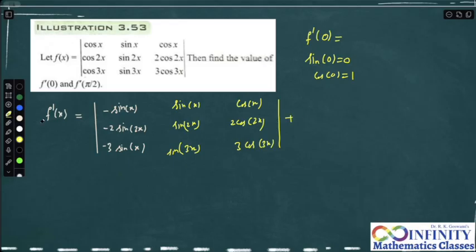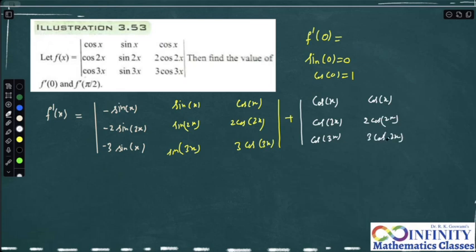Do the same for the next. Now keeping the first as it is, cos x, cos 2x, cos 3x. The derivative is going to be cos x, 2 cos 2x, and 3 cos 3x. Later cos x, 2 cos 2x, 3 cos 3x.